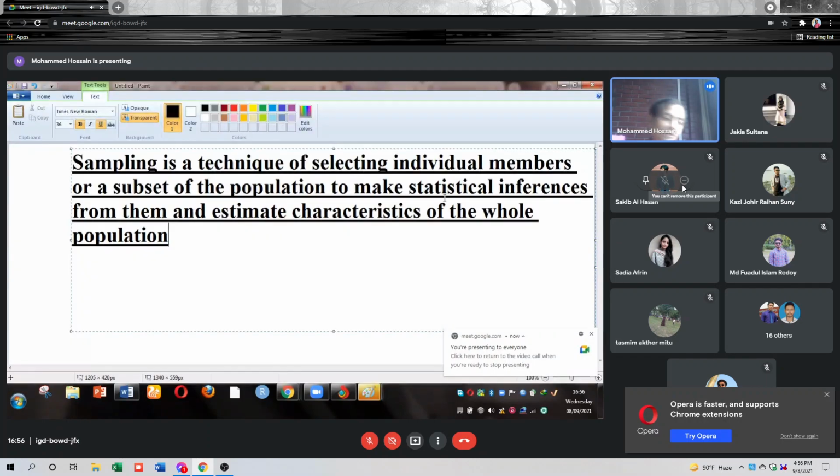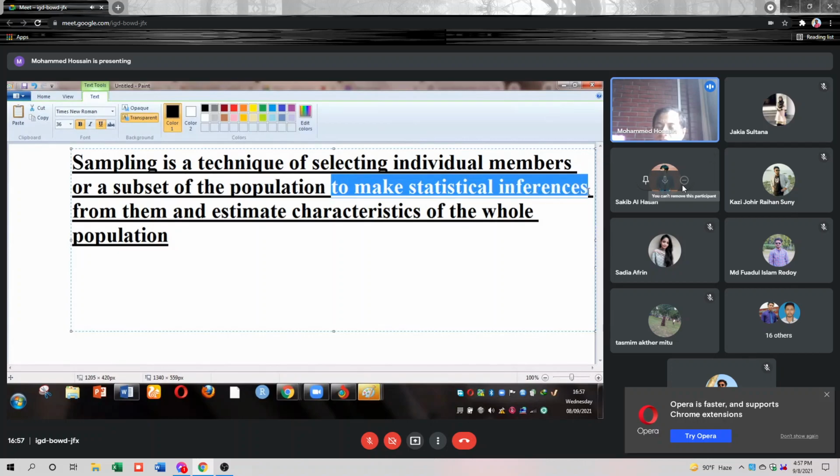Can you read please what is sampling? Read loudly. Sampling is a technique of selecting individual members or a subset of the population to make statistical inferences from them and estimate characteristics of the whole population. After drawing the sample, what is the purpose of the study? To make statistical inferences.